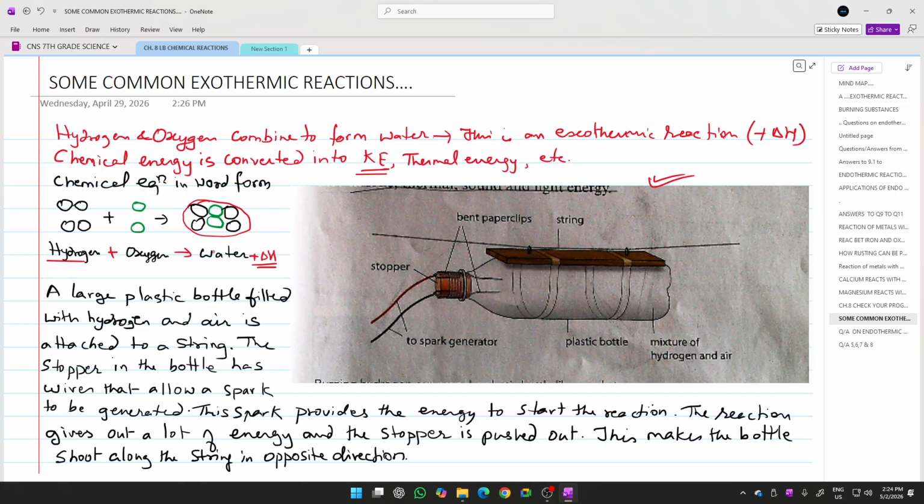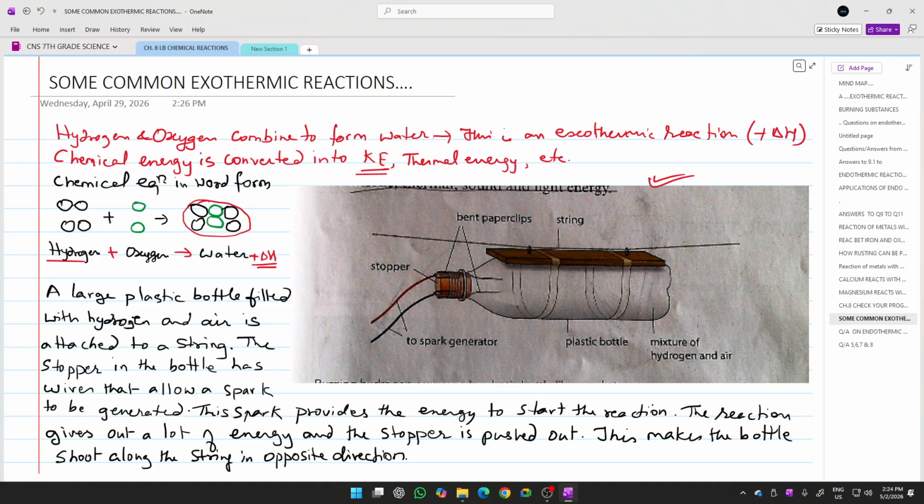Now, what is this chemical reaction? It is a chemical reaction between hydrogen and oxygen taking place to form water, and this is an exothermic reaction. So heat energy is given out. Now let us look at this diagram.